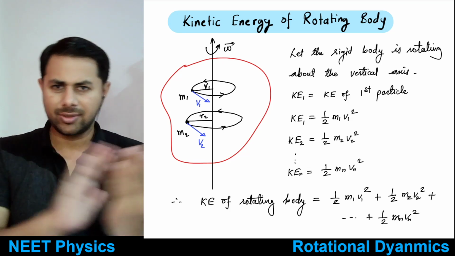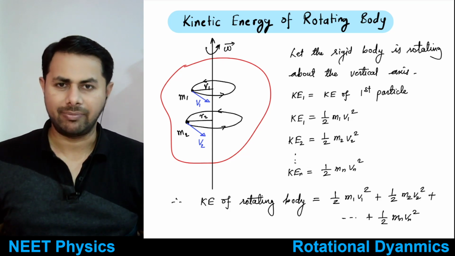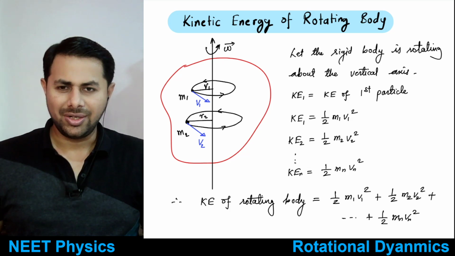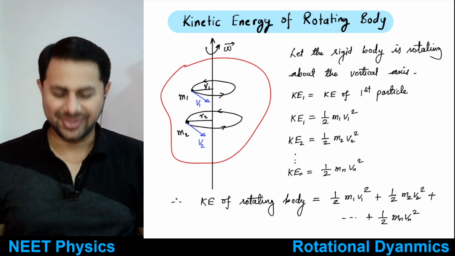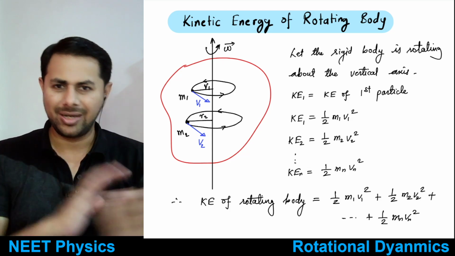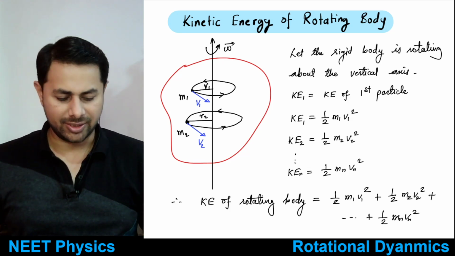Okay, all particles move through same angle in same interval of time, right? Otherwise some particles will move ahead and some particles will be left behind. So that should not happen. So omega has to be same for all particles.